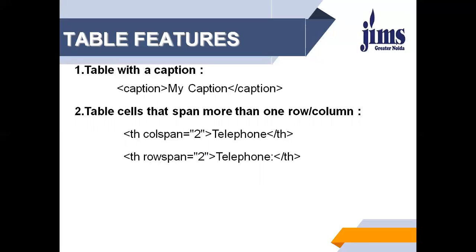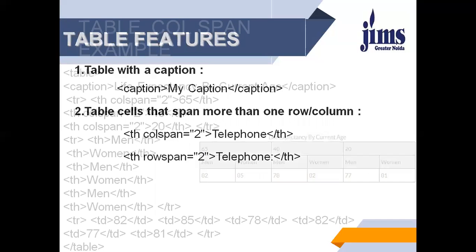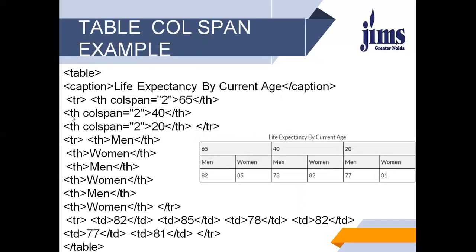Suppose you want to span 2 columns, so you have to use 2 as the value for colspan. If you want to span 2 rows, you have to use rowspan equal to 2. We'll see an example in a future slide. Let's see the example of colspan. We are using this table tag, then a caption, whatever caption you want to give. Here we are giving the caption life expectancy by current age.